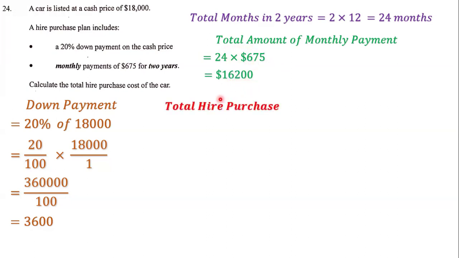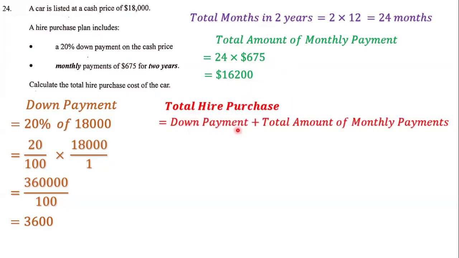Next, we're going to figure out the total hire purchase. The total hire purchase is going to be the down payment plus the total amount of the monthly payments. What is the down payment? The down payment is 3,600. What is the total amount of monthly payments? That's going to be 16,200, which we just figured out. And so when we add these two, we get 19,800. That's the total hire purchase cost of the car, $19,800.